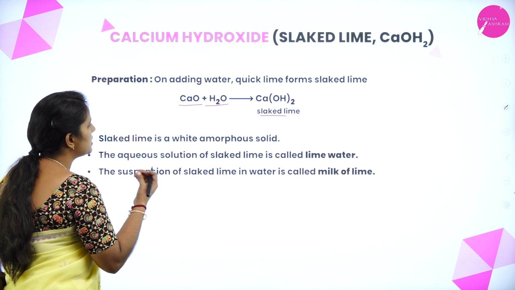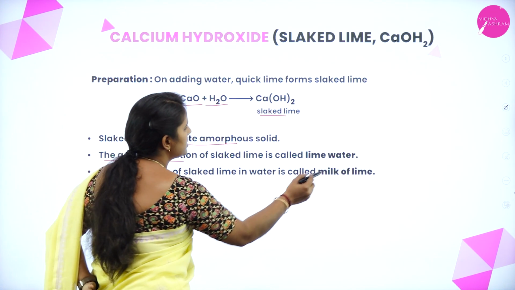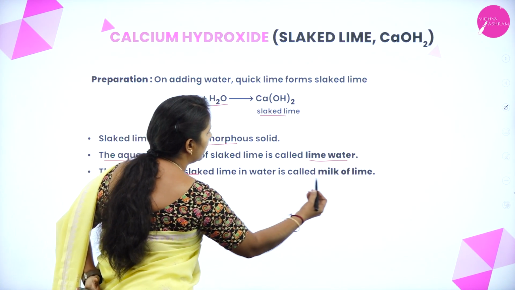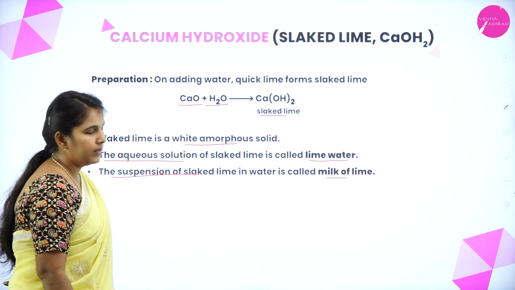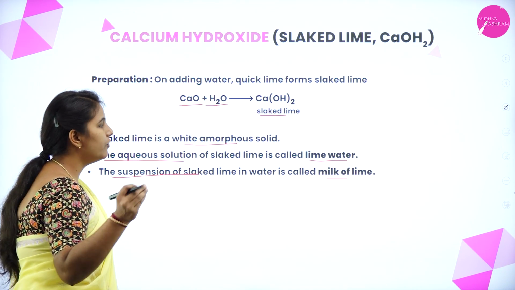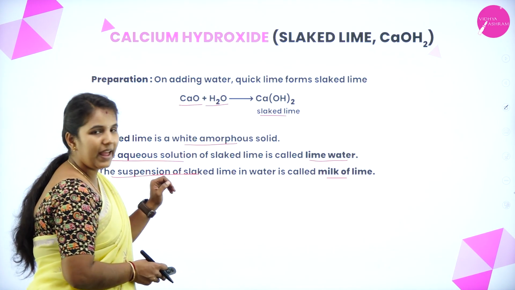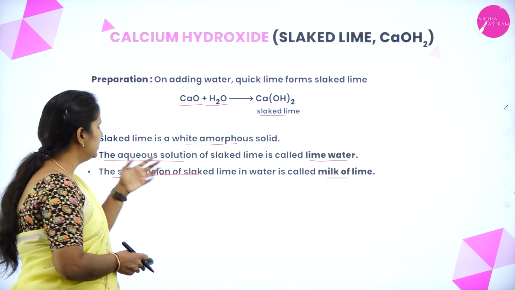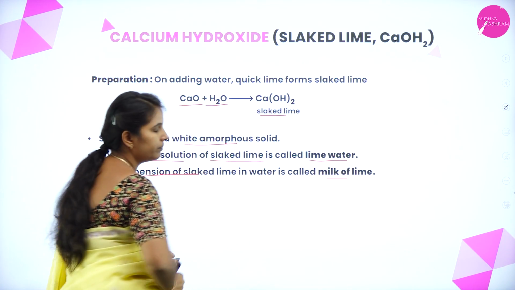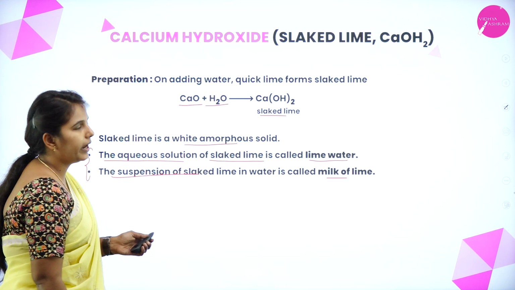So slaked lime is a white amorphous solid, and the aqueous solution of slaked lime is known as what? Lime water, and the suspension of slaked lime in water is known as milk of lime. So for the 1 mark, they will ask what is lime water or milk of lime. If you take the suspension of slaked lime in water, we say it is milk of lime. If you say it is lime water, it should consist of an aqueous solution of what? Slaked lime. Okay, these two differences you must know, and it is very important.